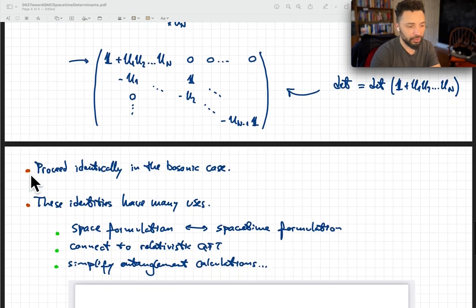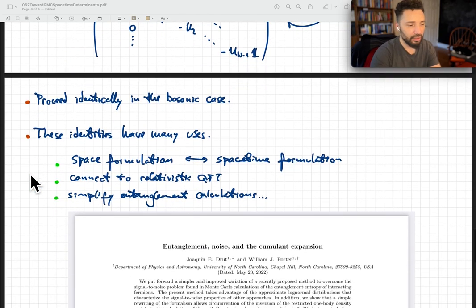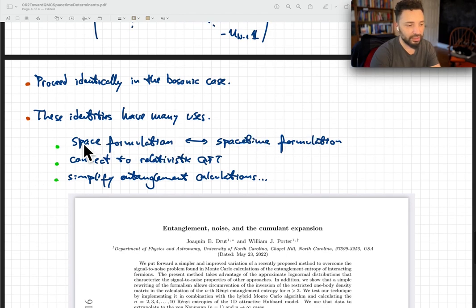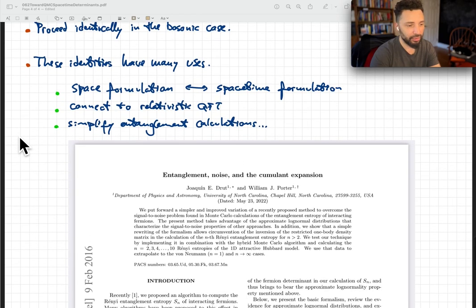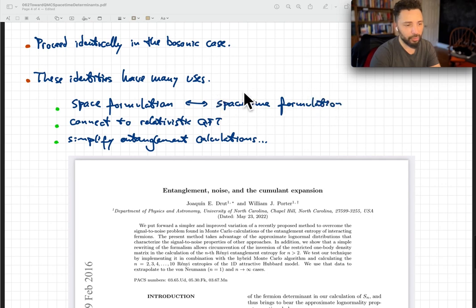Now, these identities have many uses, as I was saying at the beginning. Knowing that the space formulation is connected to a space-time formulation is useful to prove a lot of stuff. It's useful also to connect to relativistic quantum field theory. In relativistic quantum field theory, it is the space-time formulation that is the most natural one, and there's no obvious simplification that would give you just space, because in relativistic QFT, space and time are on the same footing. Now, in non-relativistic many-body physics, which is what we've been doing, we land on the spatial formulation right away, and from there, as I was just proving in this video, one obtains something that looks like a space-time formulation. And so that's what connects to the relativistic quantum field theory formalism.